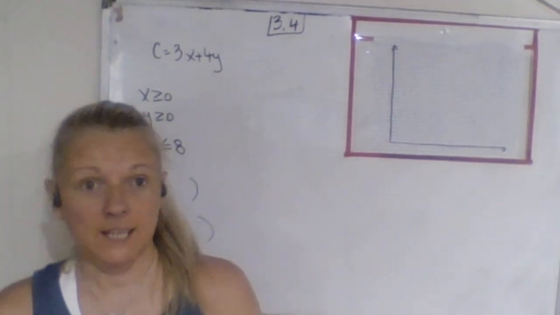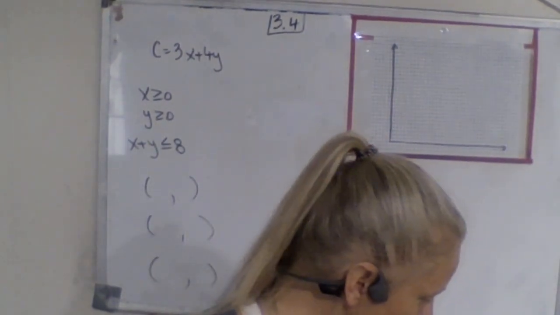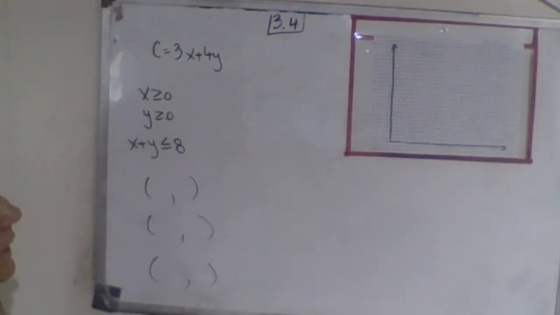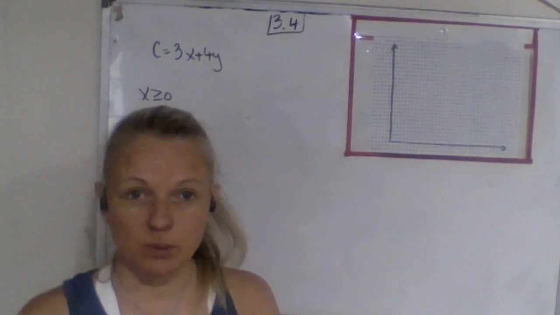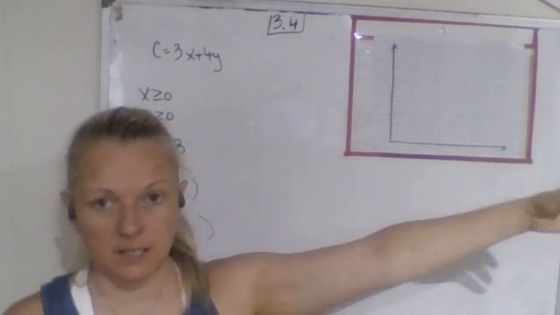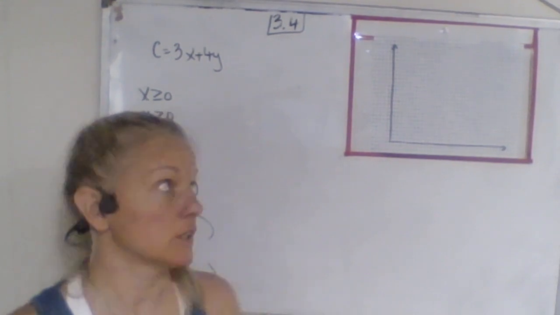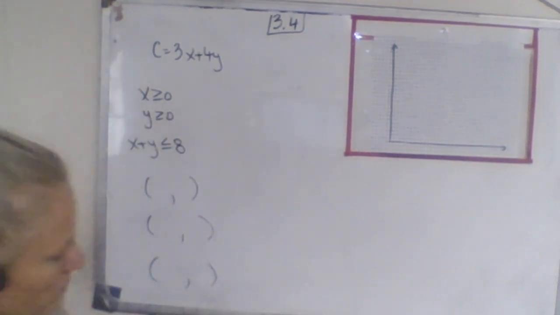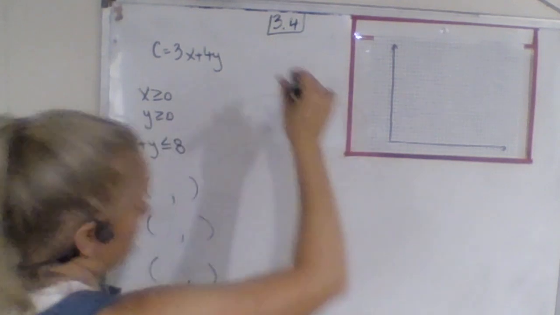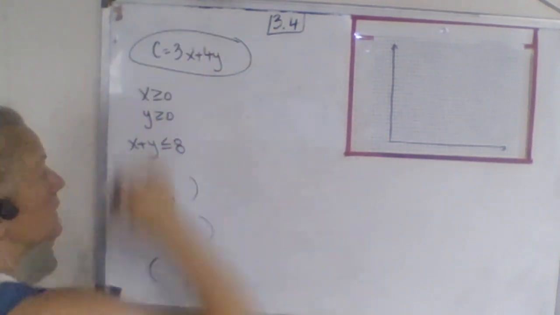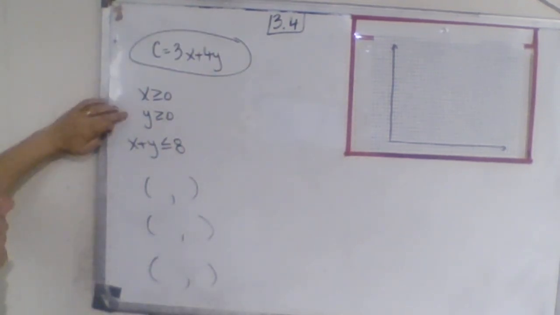Okay, 3.4. The last lesson we did in class dealt with linear programming. And we said linear programming is the way to find out the optimization process. What's the maximum that we can get in something? What's the minimum? This is something you would use in real life situations, believe it or not. And to do that, they will always give you an objective function that starts with C equals something, and then they will give you constraints.